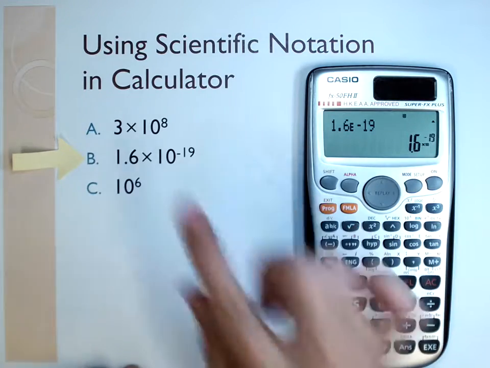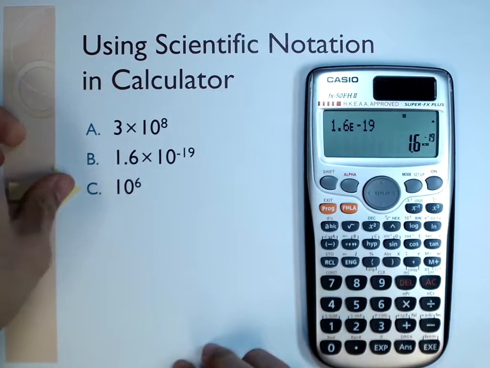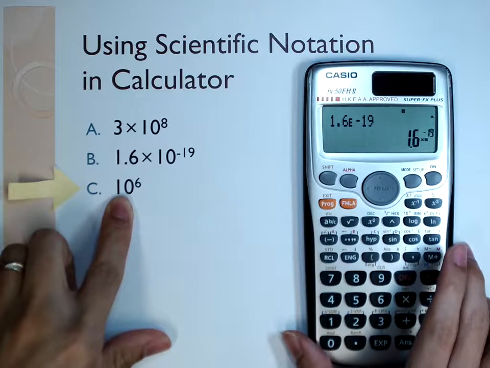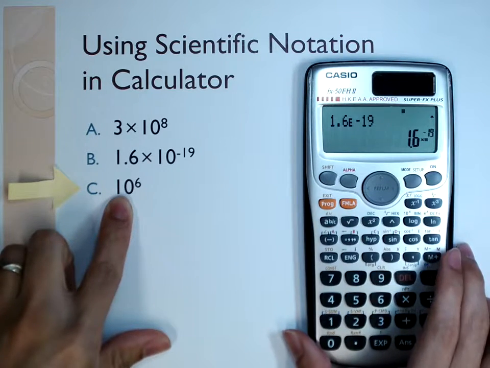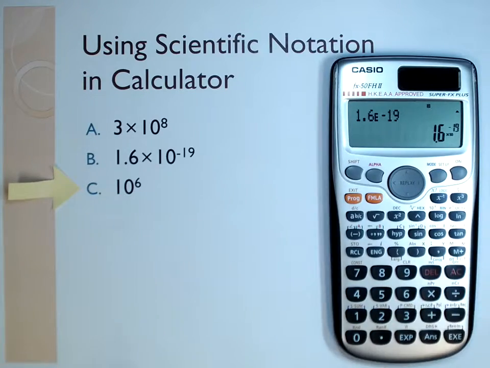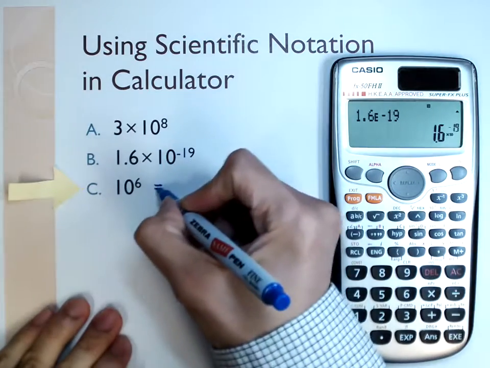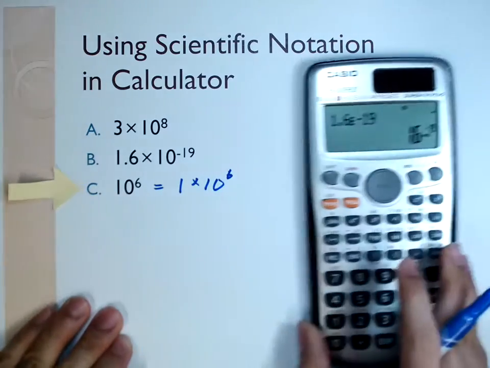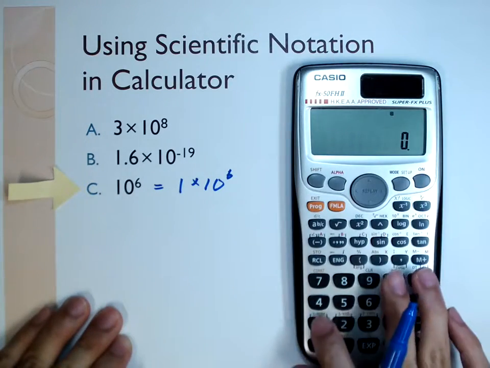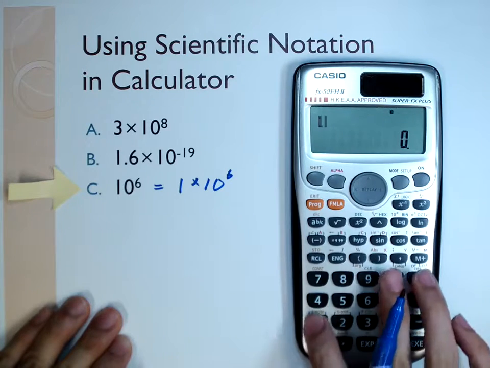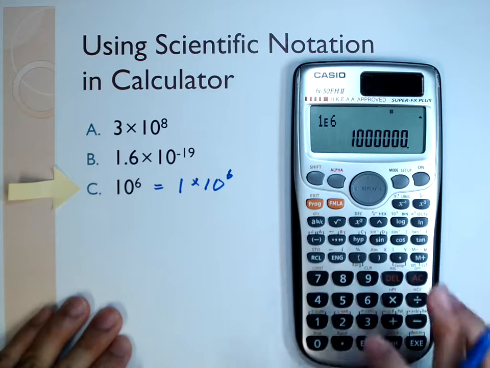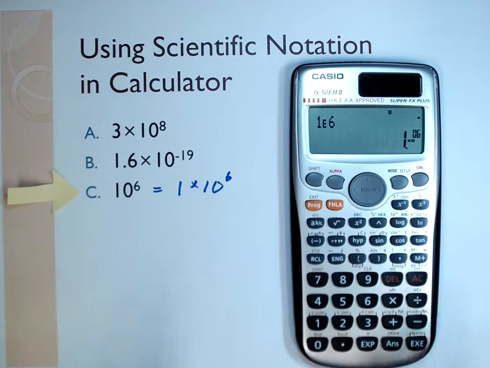See? But for the last case, you need to be very careful. This one is not 10 times 10 to the power 6 actually. This one is actually 1 times 10 to the power 6. So when you press it, please don't press 10, please press 1 only, times 10 to the power 6, and then you can get the same result, like this.